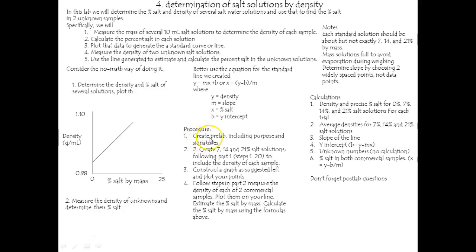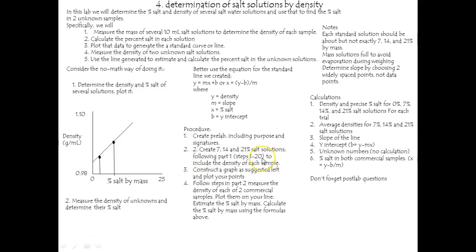So we'll create the pre-lab like we always do, include your tables, but don't forget to include the purpose and the signatures. I had to take points off for the last 2 labs because of that. Next thing, we'll create approximately 7, 14, and 21% salt solutions. And what I mean by that is we'll precisely measure their percent salt by mass, but each one should be somewhere near 7, near 14, and near 21%. We'll also have a 0% solution, which is pure water.